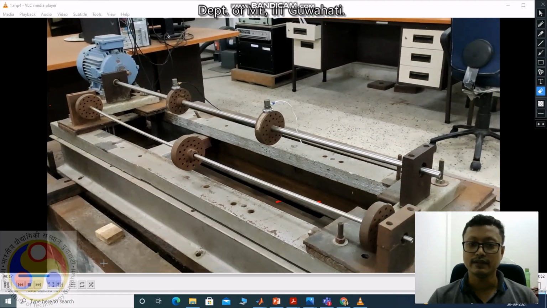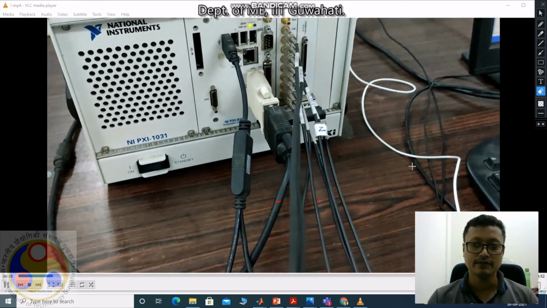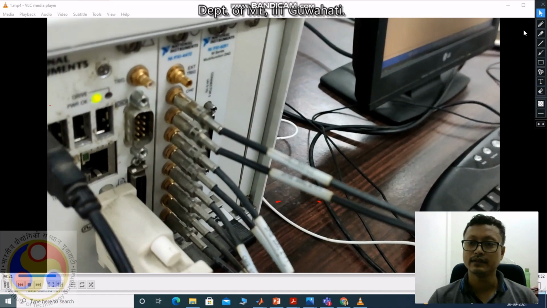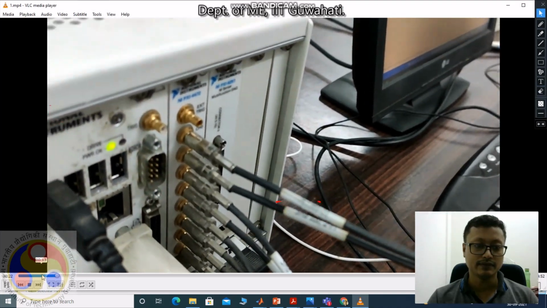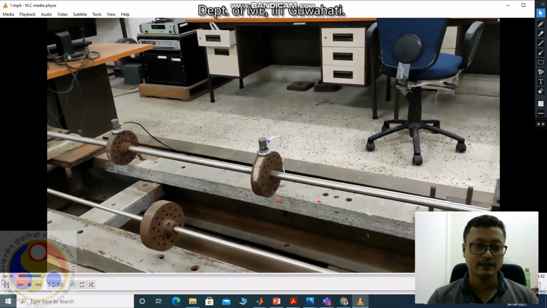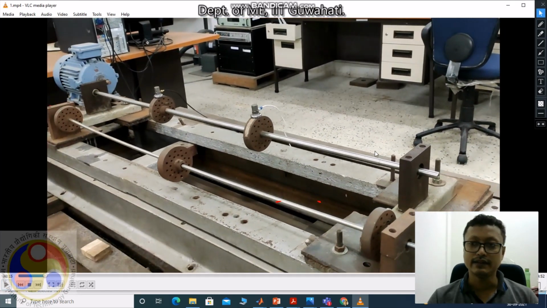Okay, this is for the second degree of freedom condition. For the third, this is for 3 degree of freedom. This beam is for 3 degree of freedom. Okay, this is for 3 degree. This is for 2 degree of freedom.